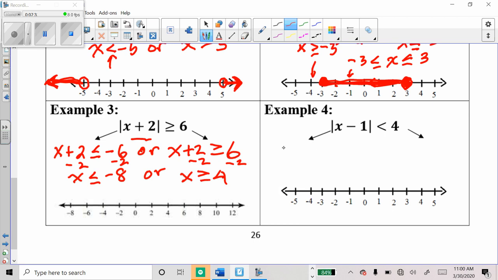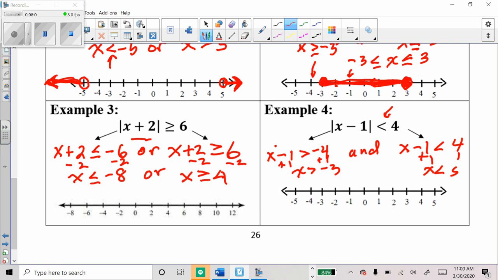Now on this side over here, this is less than, so this is going to be an AND situation. We're going to do x minus 1, and remember, on the negative side, we're going to flip the sign and make it -4. And on the right side, we're going to leave the sign exactly the same. So we add 1 to -4 over here, and we get -3. We add 1 over here, and we get x is less than 5. So I'm going to let you go ahead and try and graph those, and you can check back to see if you graphed them right. So that's what your graph should look like there.